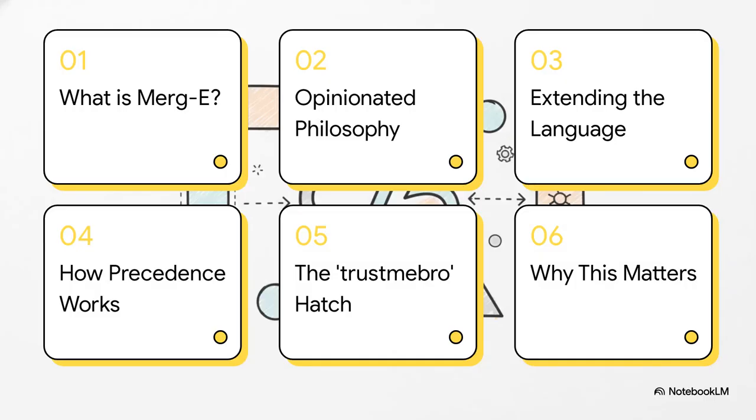So here's what's on the docket. First, we'll get our heads around what Merg-E actually is, and then dig into its pretty strong-willed philosophy. Then we get to the fun part, how you can actually extend the language with your own operators, how the whole system keeps things from falling apart with precedence, and we'll even look at a very uniquely named escape hatch. Finally, we'll tie it all together and ask, why does any of this matter?